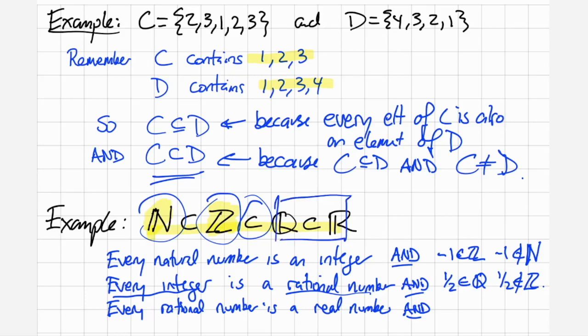Last subset here, we're trying to show that the set of rational numbers is a subset of the set of real numbers. Well, every rational number is a real number. Every rational number could be written as a repeating decimal. But there's some number that's a real number that's not a rational number. So a couple of classic examples there are square root of 2 or pi. Those are real numbers, but they are not rational numbers.